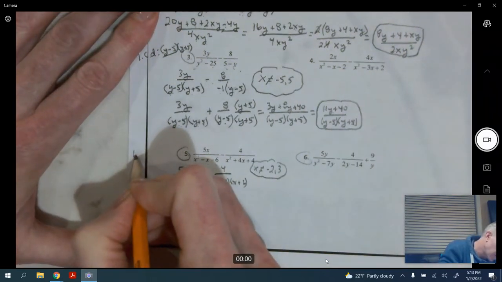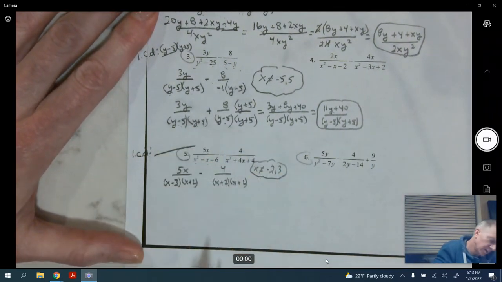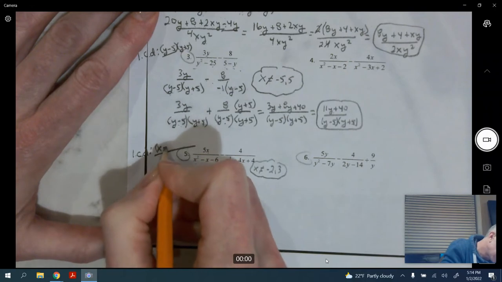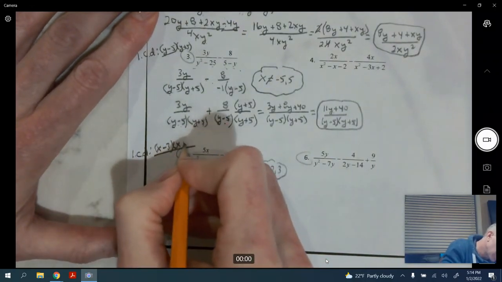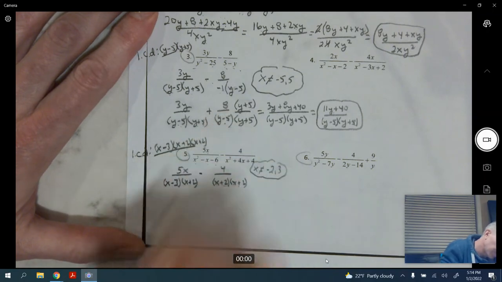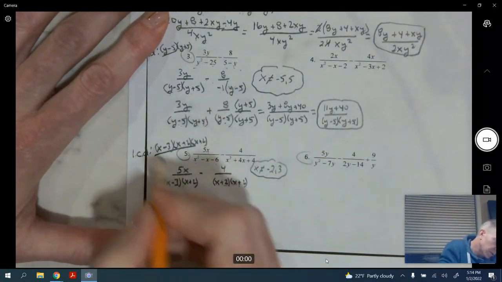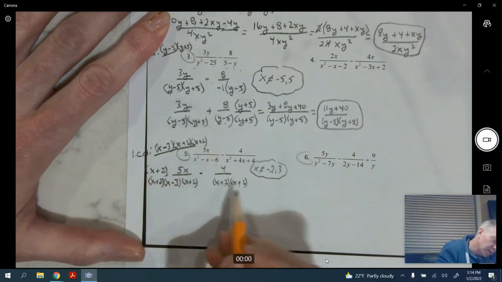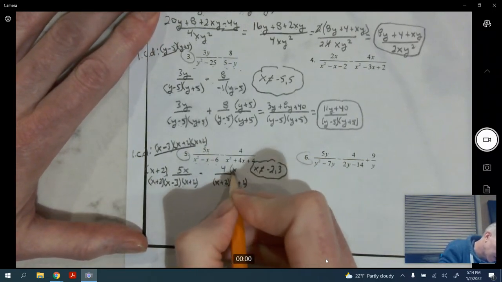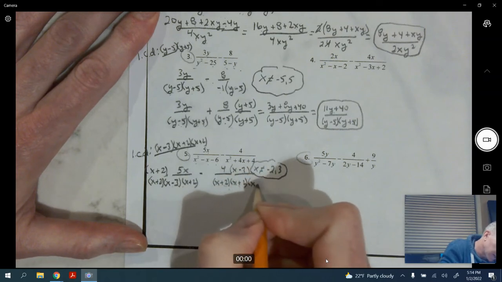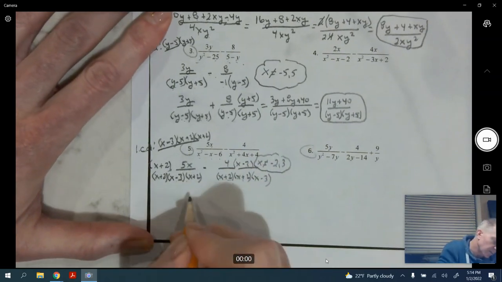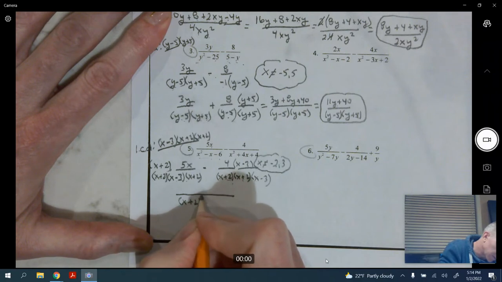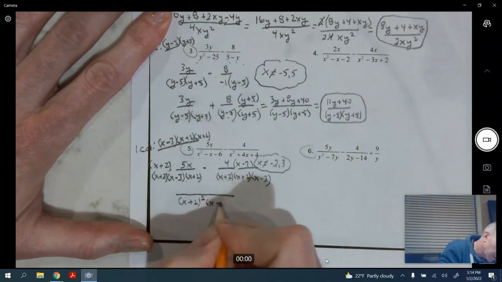Okay, our least common denominator is going to be, we need an x minus 3, and we need 2 x plus 2's. So x minus 3, x plus 2, x plus 2. Okay, so this one needs another x plus 2, so we'll multiply by x plus 2 over x plus 2. This one needs the x minus 3, so x minus 3 over x minus 3. And our common denominator is going to be x plus 2 times x plus 2. We can call it x plus 2 squared, and then x minus 3.